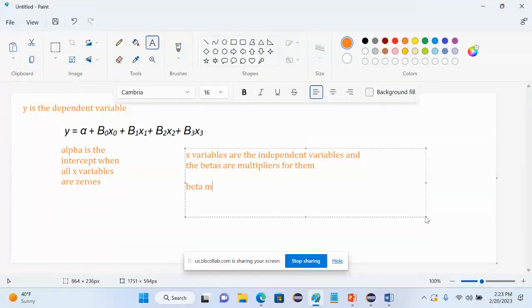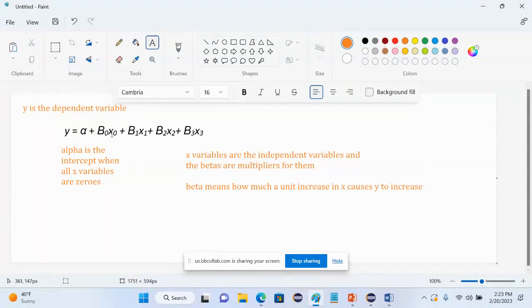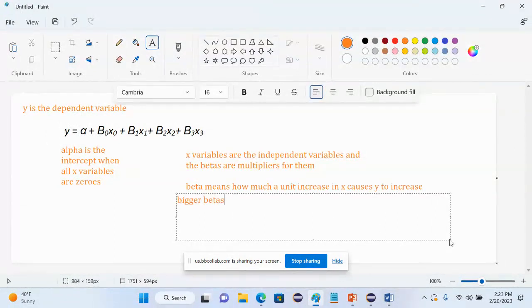So basically, beta means how much a unit increase in x causes y to increase. All right, so for example, in this equation, if x0 goes up by 1, then the product b0 times x0 is going to go up by b0, right? Because you've added another unit of x, which means, to keep the equation correct, y is going to go up by b0. So the short version, bigger betas mean a bigger impact on y.